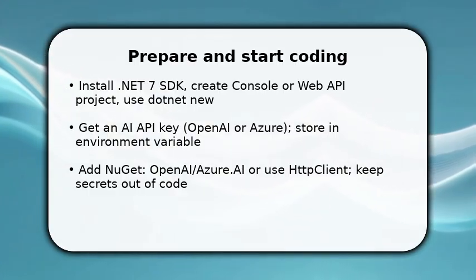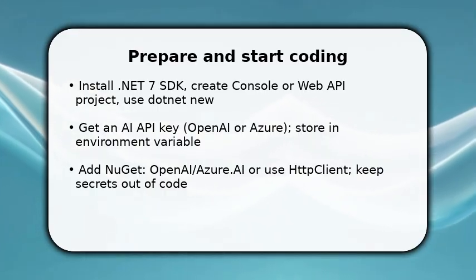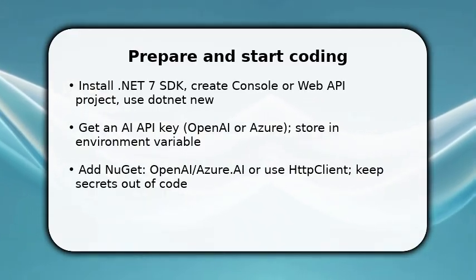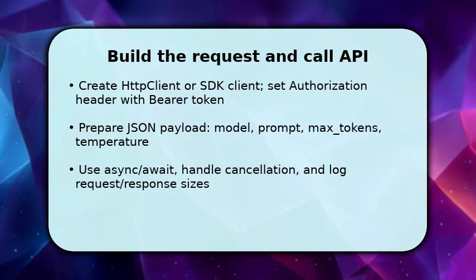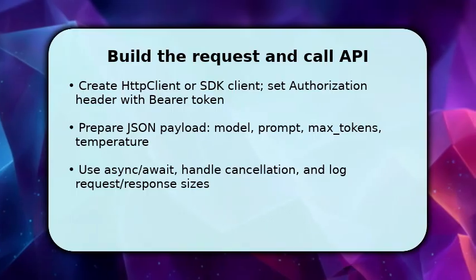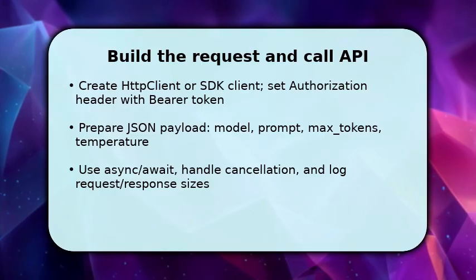Make sure to register configuration and dependency injection if you use a web API. Now you have prerequisites and the first actionable steps to make an authenticated request. You create an HTTP client or instantiate the SDK client and add the bearer token from environment variables.